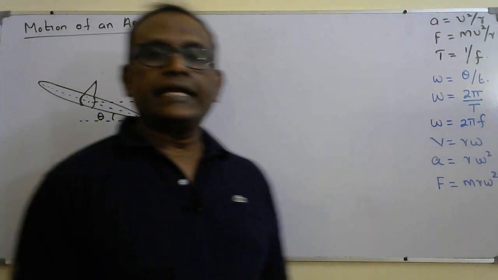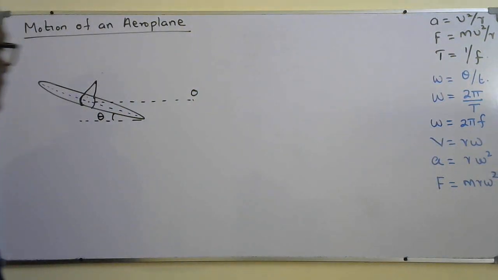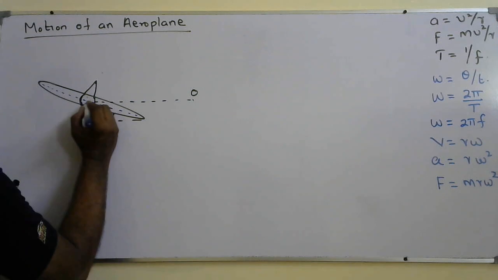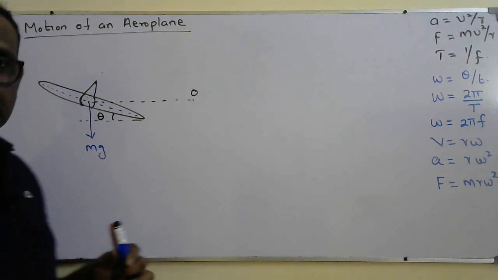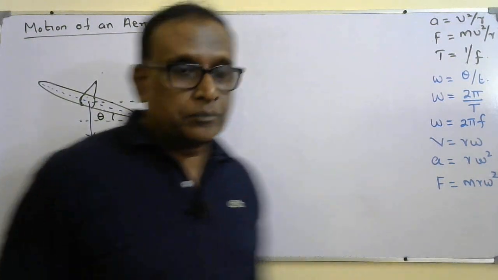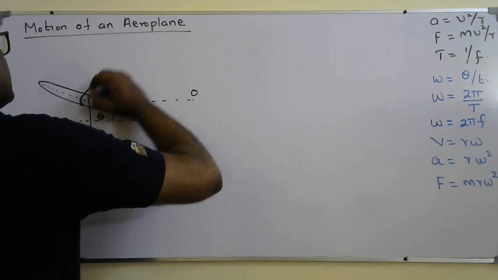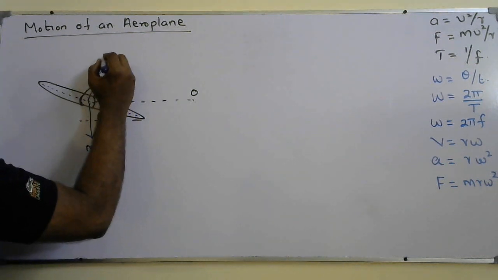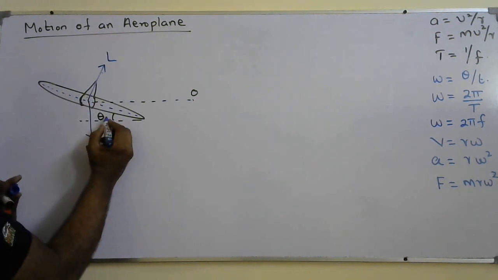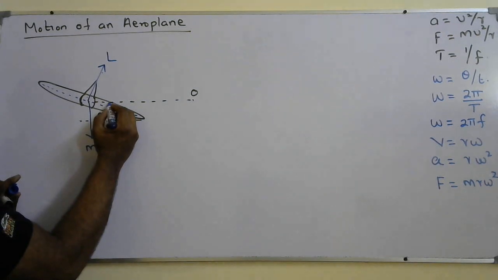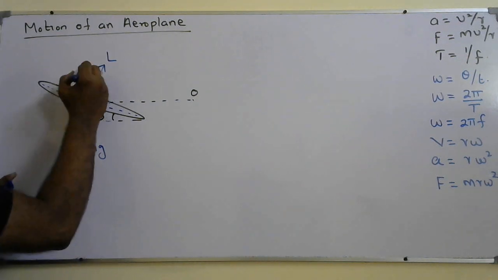Okay, so when an aeroplane turns, it bends like this. You would have noticed that. There, the weight of the aeroplane acts vertically downwards. There will be a lift due to the buoyancy effect, which is perpendicular to the wing of the aeroplane. So this is the lift, I can mark it L, that is perpendicular to the wing. So this is 90 degrees. If this is theta, this also will be equal to theta.